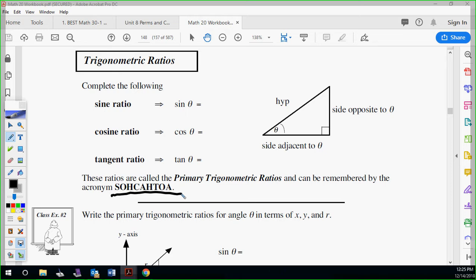So in regards to this right here, for the sine ratio, sine theta, we would simply write opposite over hypotenuse. And then here we would write adjacent over hypotenuse. And then here is opposite over adjacent. Just the ones in SOHCAHTOA. And then we're going to talk about writing those with x, y, and r now.